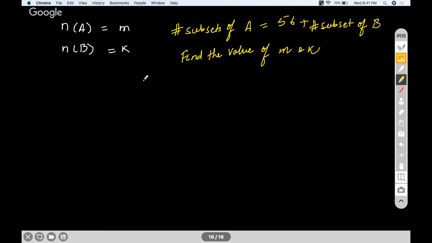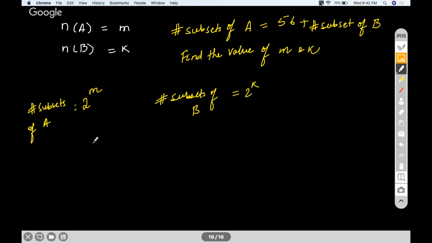Okay, so you're correct. So basically, let's solve this. Total number of subsets of A would be 2 to the power m. And total number of subsets of B will be 2 to the power k. Correct. So 2 to the power m will be 56 plus 2 to the power k. So 2 to the power m minus 2 to the power k will be 56. Correct. Now it's very obvious that m is greater than k, right?